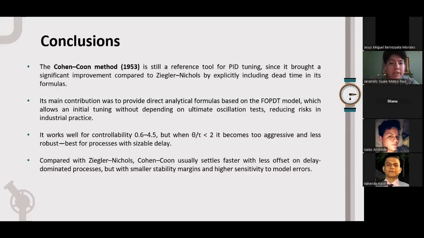In those cases, it tends to generate too aggressive and less safe adjustments, which confirms that it was designed for processes with relatively large delays. And compared with Ziegler-Nichols, Cohen-Coon typically delivers faster settling and smaller offsets for delay-dominated processes, but at the cost of reduced stability margin and greater sensitivity to modeling errors.